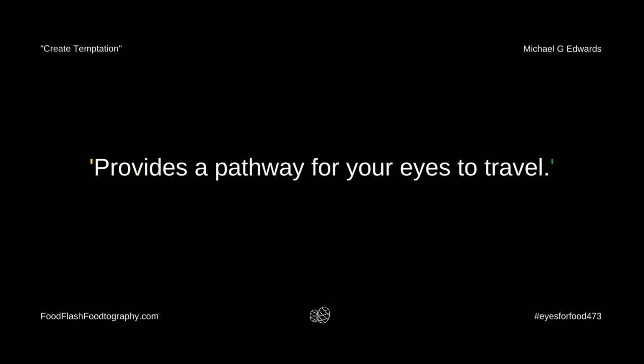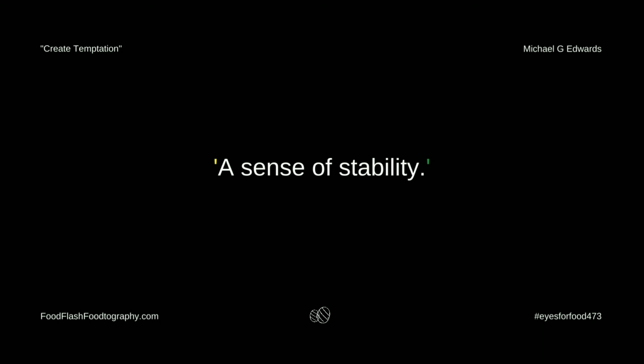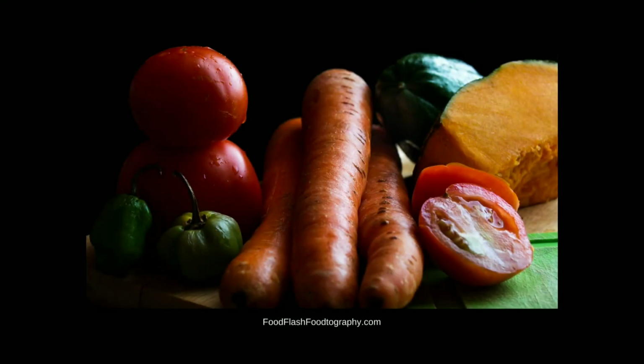Secondly, it provides a pathway for your eyes to travel across the image as they subconsciously bounce from one triangular shape to the other. And thirdly, the triangles provide a sense of stability. Note that even though the vegetables are stacked on top of each other, they still feel well balanced and secure. If, for example, we attempted to use the shapes of a right angle triangle, let's say, to stack the veggies, they would feel a bit more off balanced, as if they were about to tip over.